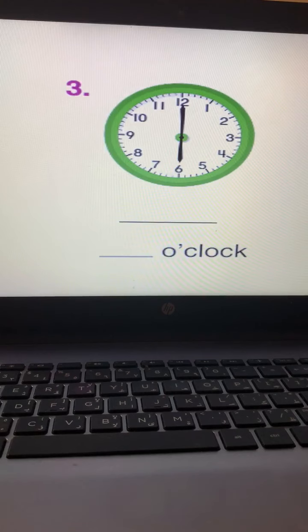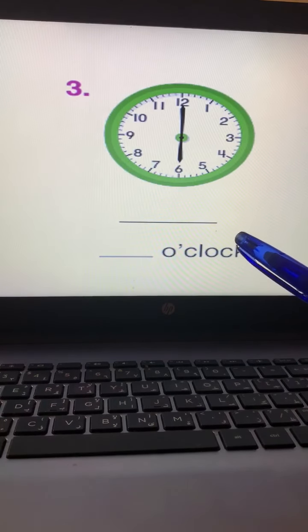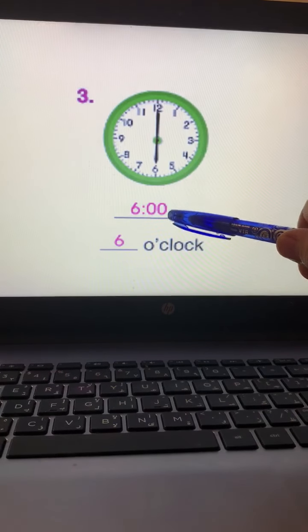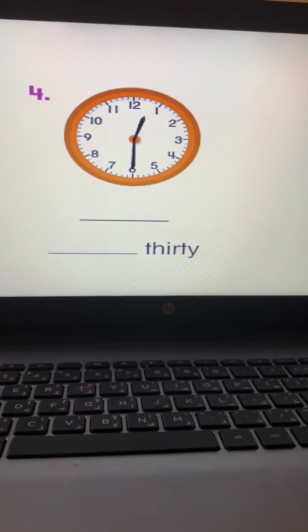Number 3 here, the shorthand on number 6, the longhand on 12. So it's 6 o'clock. 6 o'clock. How will I write it on the digital clock? I will start to write the hour 6 and the minutes 00. It's 6 o'clock.